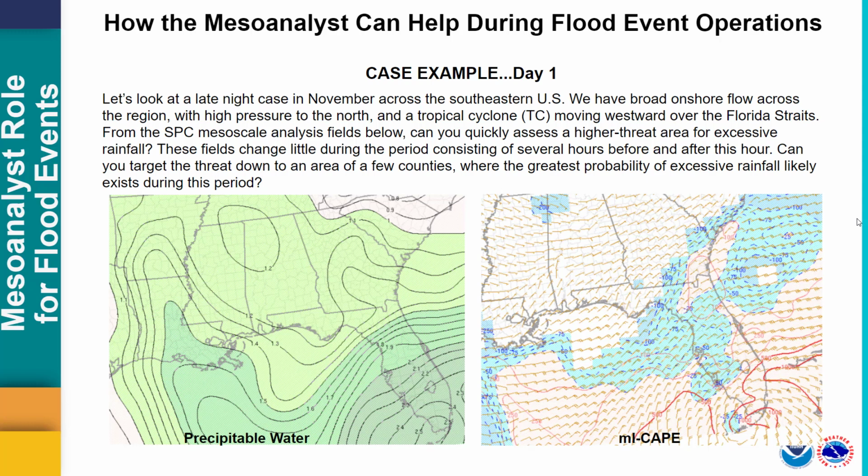However, the lower right image shows mean layer CAPE, and shows very minimal CAPE in central or northern Florida, with better CAPE values to support more intense convection over southern and southeastern Florida.